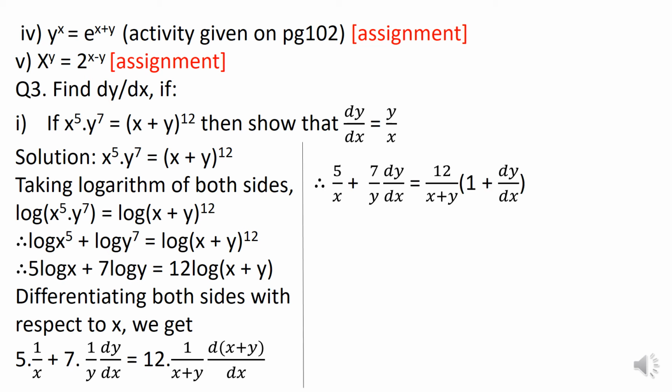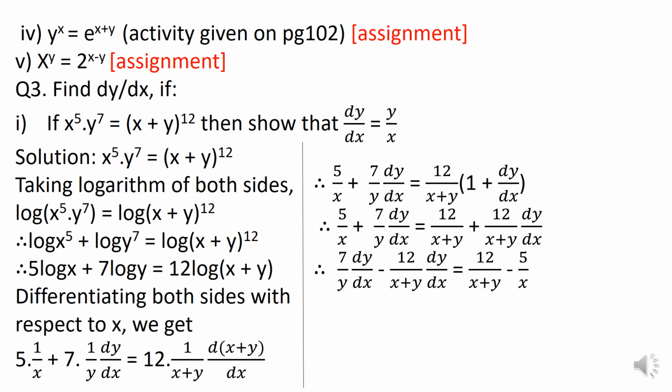Thus 5 upon x plus 7 upon y dy by dx is equal to 12 upon (x plus y), and the bracket becomes 1 plus dy by dx, because we have found the derivative over here. Then on the RHS we open the brackets, we multiply 12 upon (x plus y) to both the terms, and then we bring the dy by dx terms on the LHS. The remaining terms we write on the RHS. We take dy by dx common on the LHS.